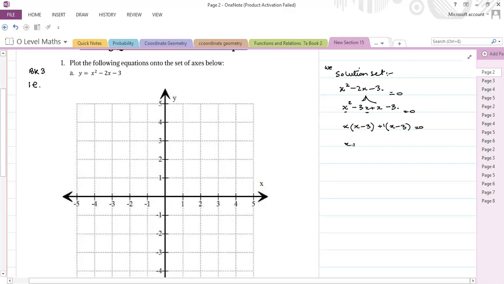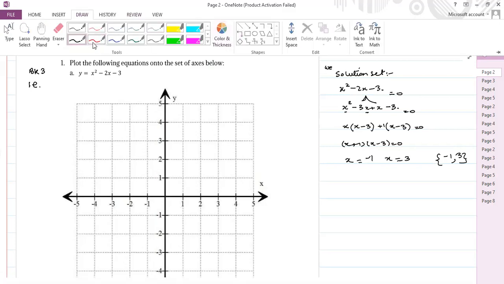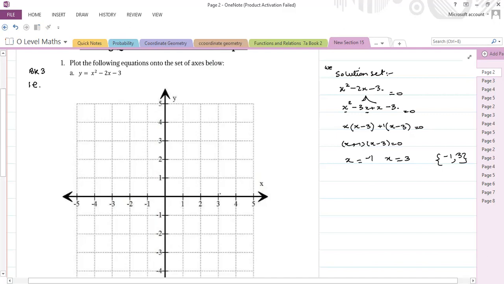And then x plus 1 and x minus 3. So we get x equals minus 1 and x equals 3 as the two solutions. So we plot them here, minus 1 and 3. I mark them with red. So this is the point 3 and this is minus 1.